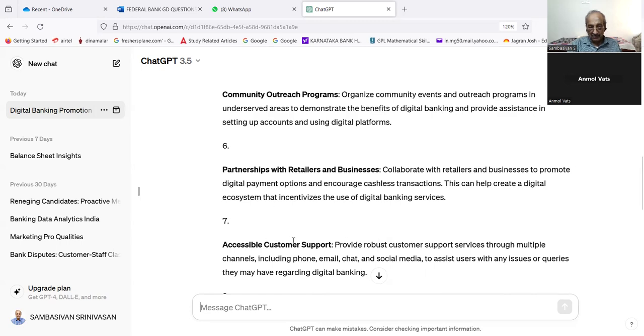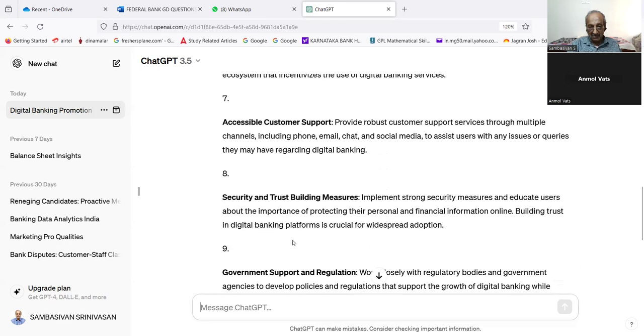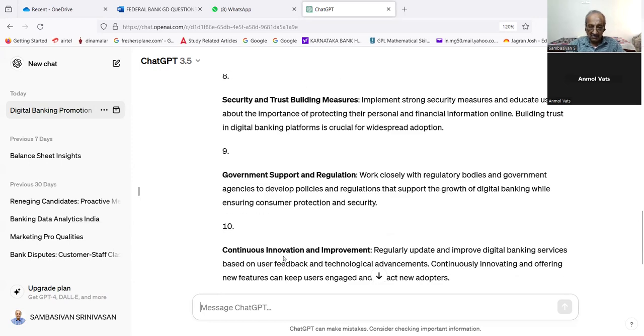Partnership with retailers and businesses. Collaborate with retailers and businesses to promote digital payment options and encourage cashless transactions. This can help create a digital ecosystem that incentivizes the use of digital banking services. Accessible customer support. Provide robust customer support services through multiple channels, including phone, email, chat, and social media, to assist users with any issues or queries they may have regarding digital banking. Security and trust building measures.